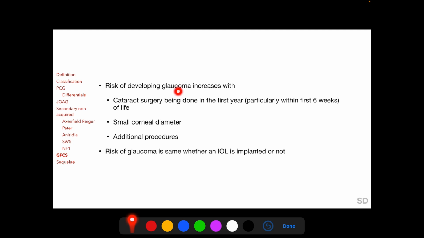Risk of developing glaucoma following surgery of congenital cataract increases when cataract surgery is done early in life, particularly if done within the first 6 weeks of life, when the patient has a small corneal diameter and when additional procedures need to be done following the cataract surgery. But the risk of glaucoma is same whether the patient is left aphakic or an intraocular lens is implanted.